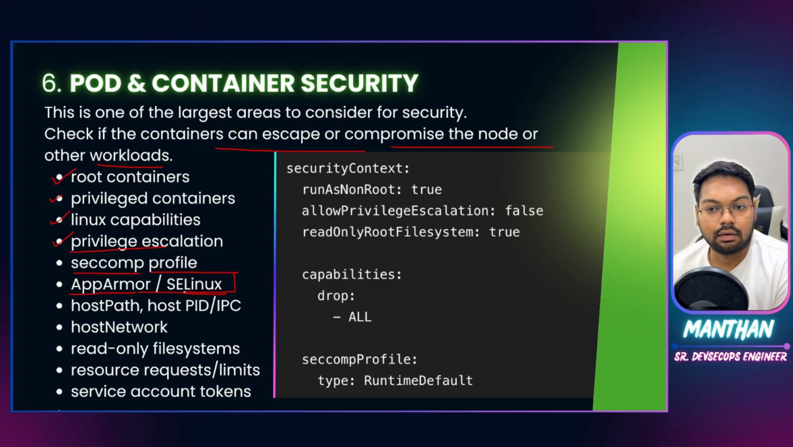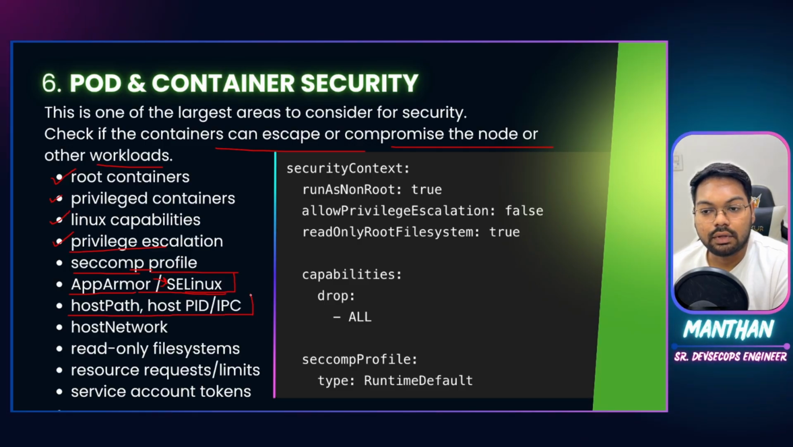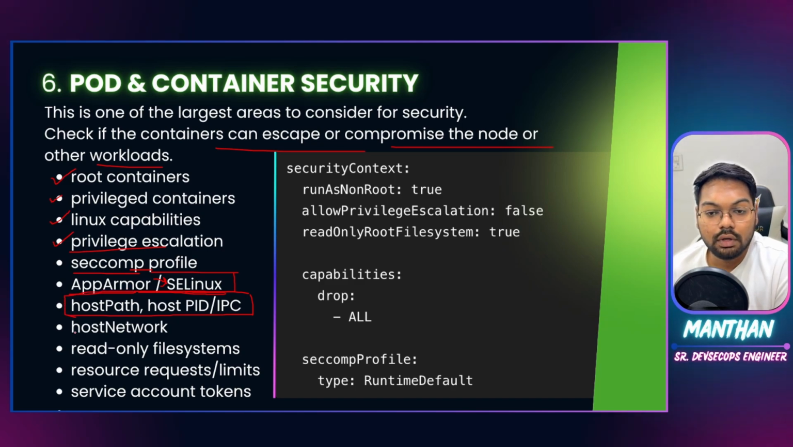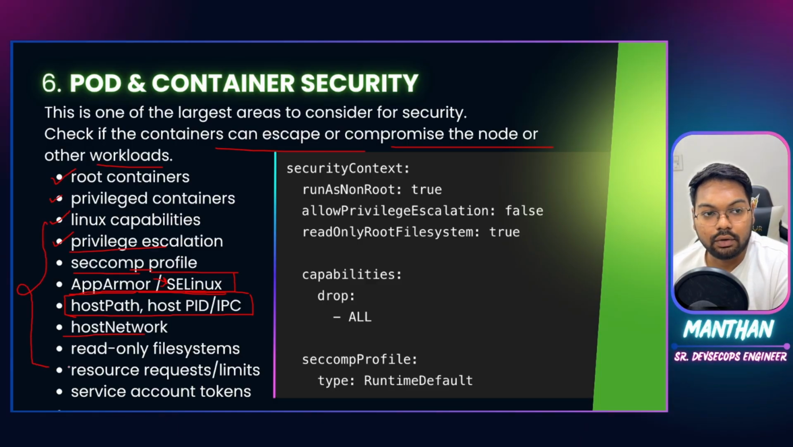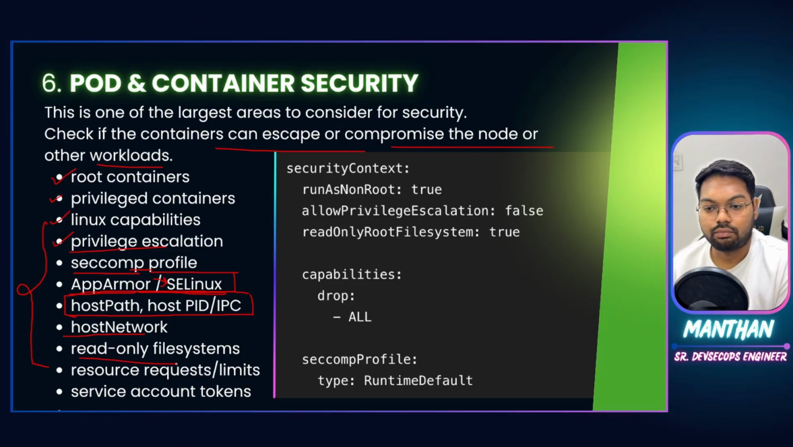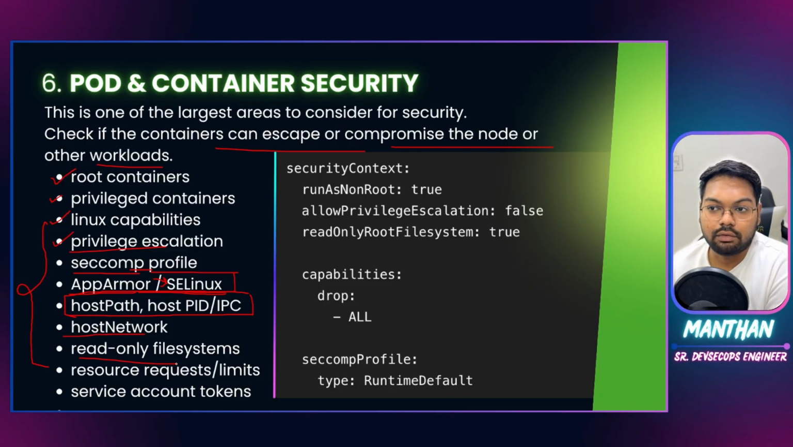What are the things that are used mostly? SELinux is for Red Hat based Linux. Then hostPath, host PID, and IPC kinds of things: are they accessible or exposed or not? Host network too. You need to have this list at hand so that you have a checklist of what things are there and what things we need to secure.